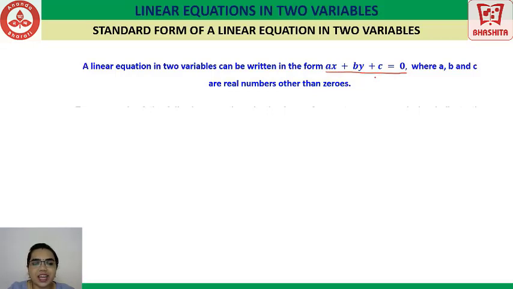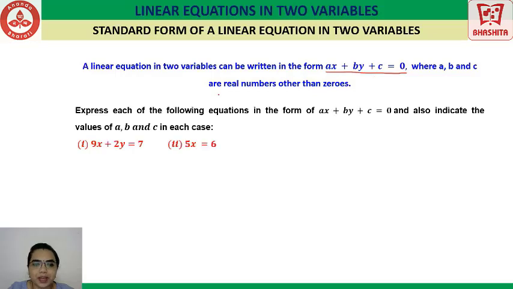So let us move ahead and now solve a small problem based on this particular topic. That is, we will be given an equation and we will be able to represent it in the form of the standard form of a linear equation in two variables. So let us have a look at the question. Express each of the following equations in the form of ax plus by plus c is equal to 0, and also indicate the values of a, b and c in each case. Let's see the first question.